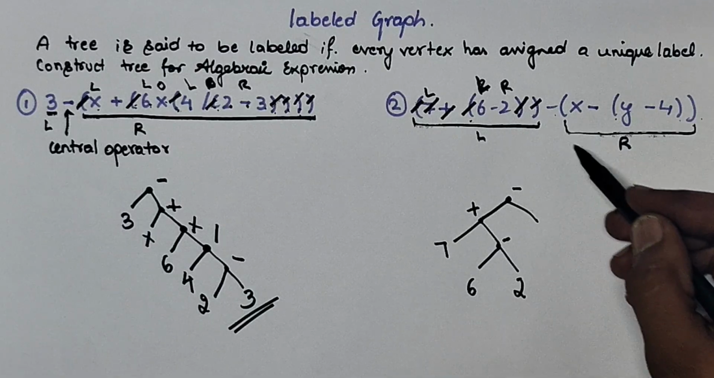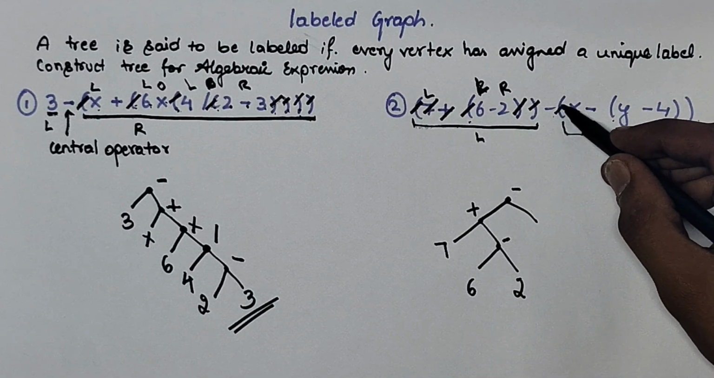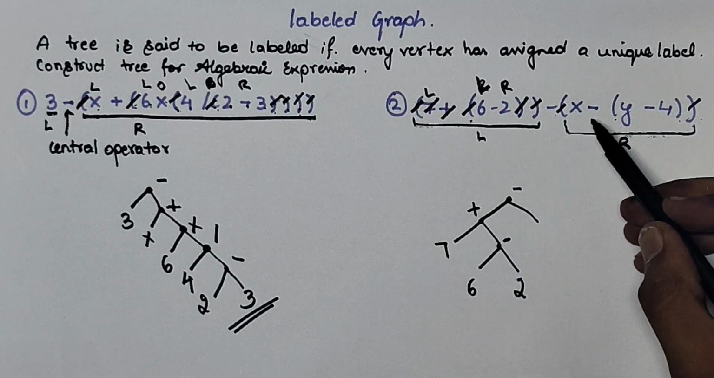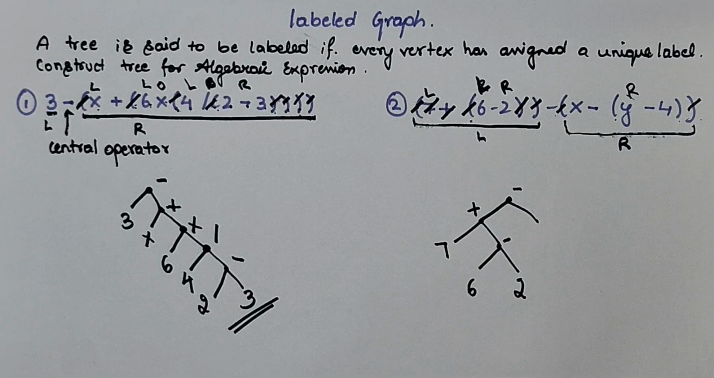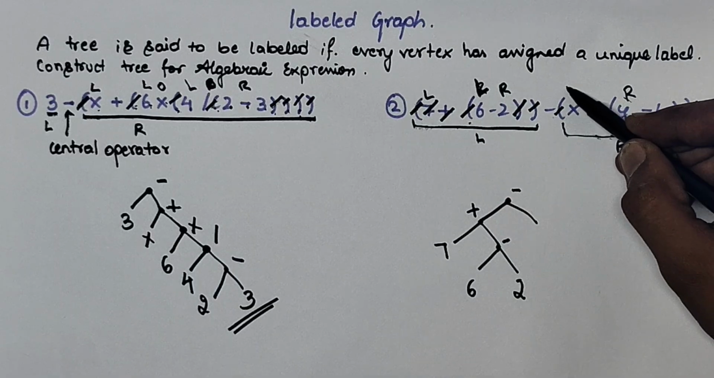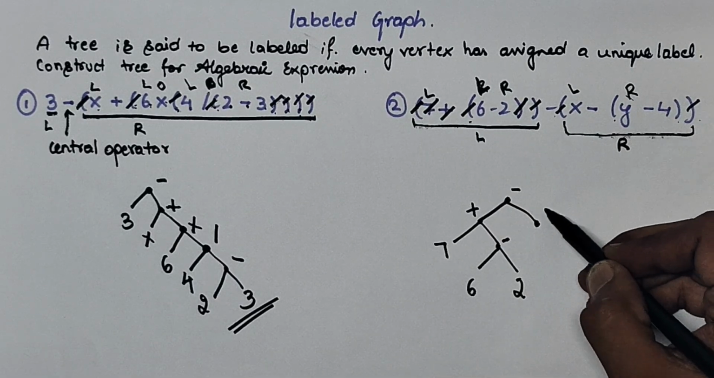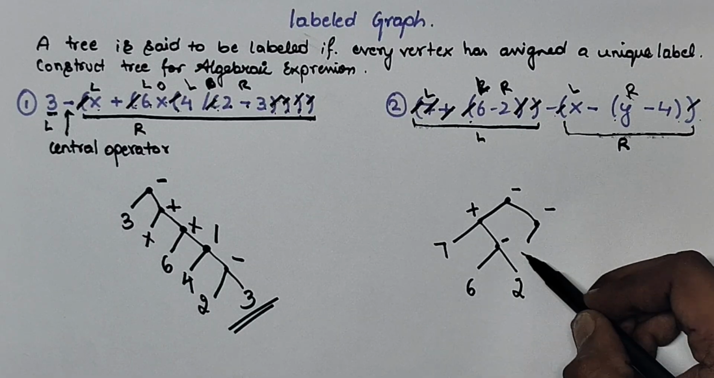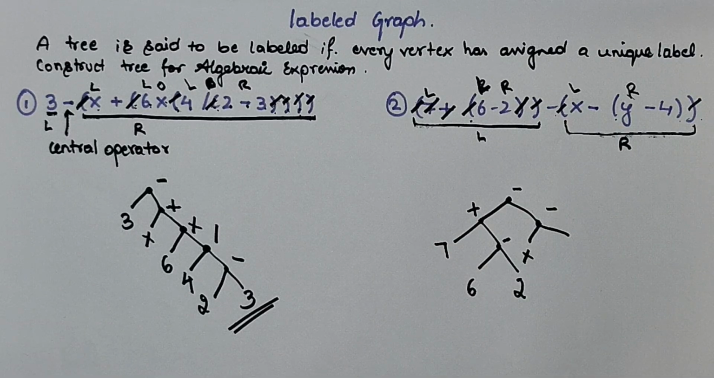Now if we come to the right part of the full algebraic expression, we will be removing the open bracket and closed bracket. x minus y minus 4. So this whole thing which is enclosed within the bracket will be considered as the right operand, and x will be considered as the left operand. So minus is the central operator. So minus, left side part is x, and the right side part we want to again review, because we will be writing only the unique elements.